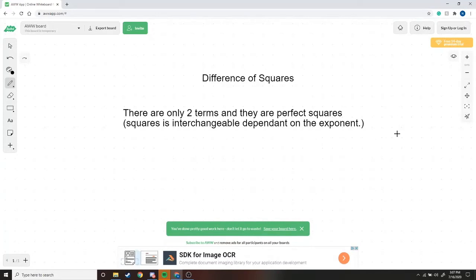The next type of equation we'll be working with are called difference of squares. This is when there are only two terms and both terms are perfect squares, or could be interchangeable with different types of exponents. Difference of squares for even exponents always have a negative sign in between the two terms.